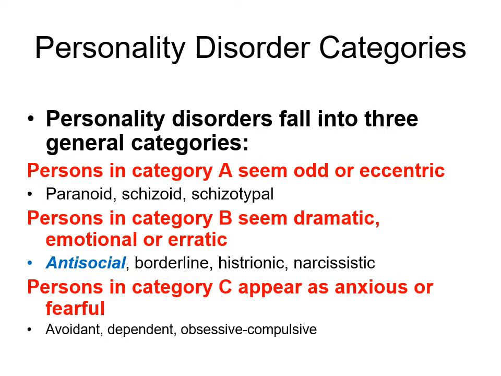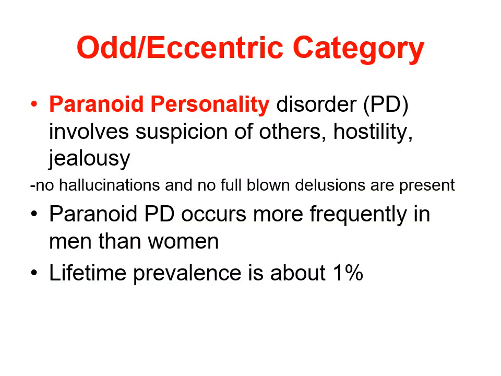Personality disorders in category B would be ones that are more dramatic and having emotional or erratic type behaviors. In this category, we will find the antisocial personality disorders, borderline, histrionic, and narcissistic personality disorders. Antisocial will be one that we focus mainly on in talking about the different case studies. In category C, these are the anxious or fearful type personality disorders, and this is where we'll find the avoidant, dependent, and the obsessive compulsive disorders. So let's look at each one of these.